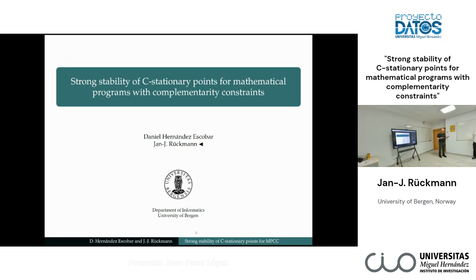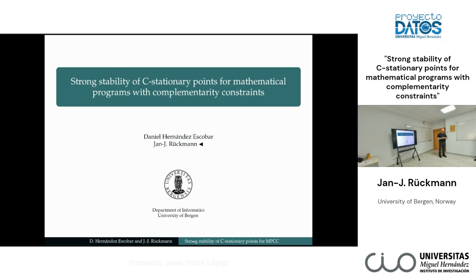It is my pleasure to introduce Professor Jan Rückmann from the University of Bergen in Norway, in the Department of Informatics, in the Faculty of Mathematics and Natural Sciences. Professor Rückmann is a very well-known specialist in our field, and we know each other from many years ago. He was a member of my thesis committee, so it's quite a long time ago.